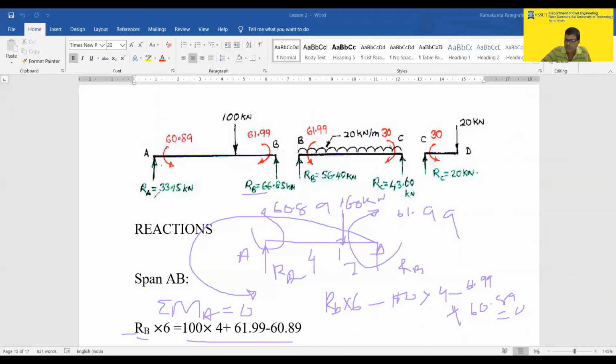Similarly, for span BC, you can calculate the value of RC. RC into 5 is equal to, you can take this, there are two moments, 30 clockwise and 61.99 anti-clockwise. So the anti-clockwise moment: plus 30 minus 61.99 plus 20 into 5 square by 2.